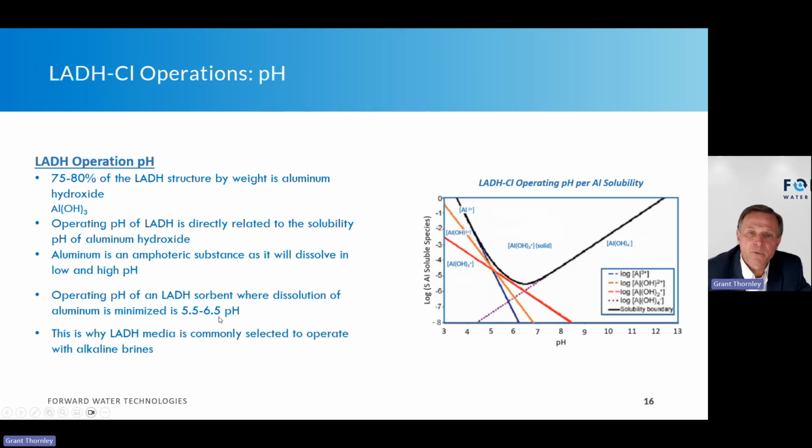So when you're operating an aluminum-based sorbent, you typically want to target a pH of about 5.5 to 6.5 because you want to minimize the amount of aluminum that can be dissolved at low pH or high pH. So that's a rule of thumb. That's the pH you're operating. Titanates or magnesium, very different. But for sorbents, 5.5 to 6.5. And when you do your testing, that's going to allow you to figure out what the optimum pH is.